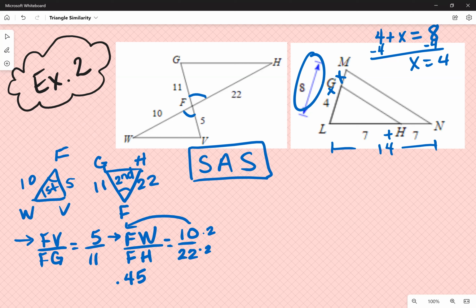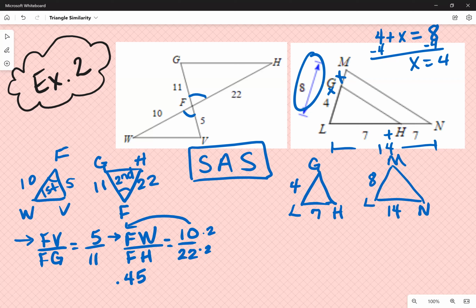So if I'm trying to set this up and determine if it's proportionate, I could do the exact same thing. I could just go ahead and take the triangles apart. At least that's what I like to do because I'm visual. And so for this bottom triangle, I have G, 4, L, 7, H. And then for the larger triangle, I have M this time at the top, 8, L, 14, and N. So see, for me, I can see it easier this way. Maybe some of you see it better the other way.